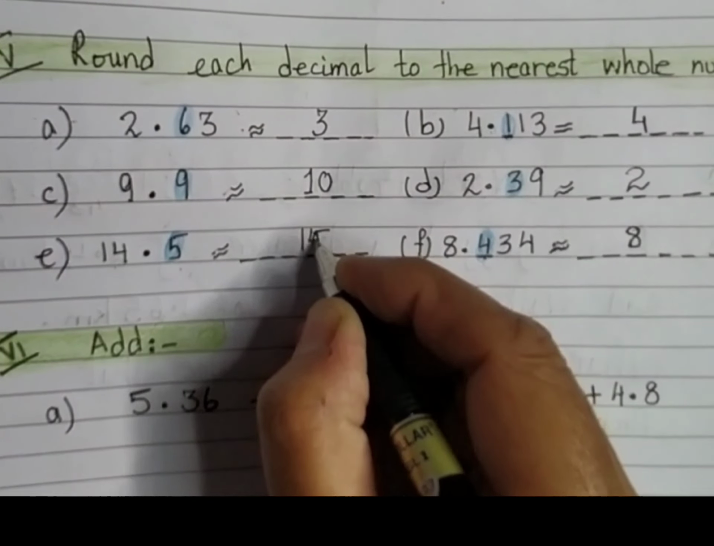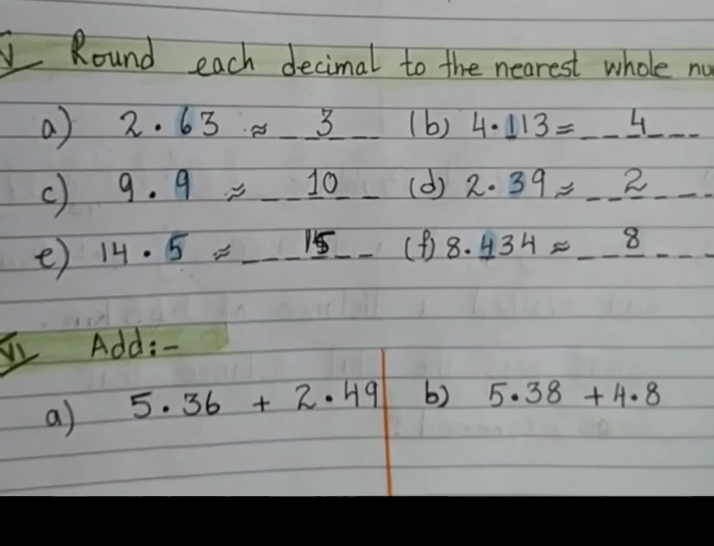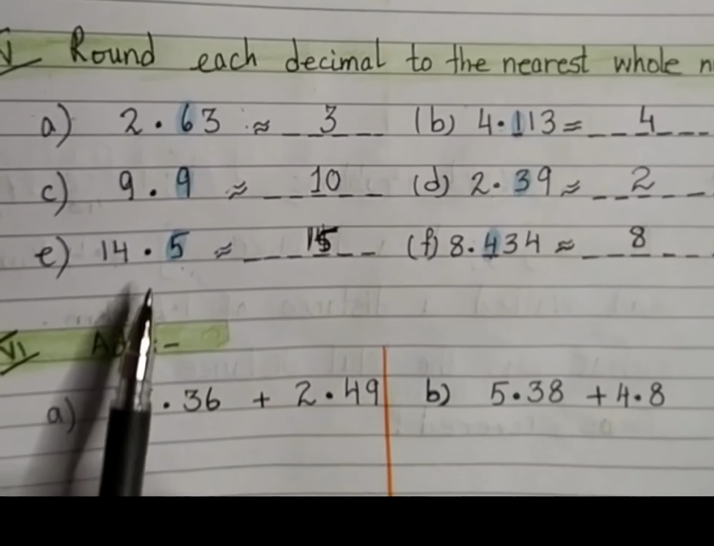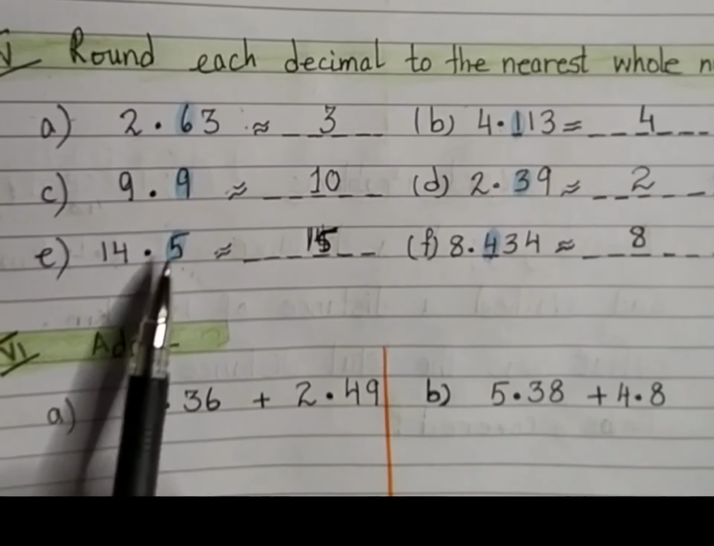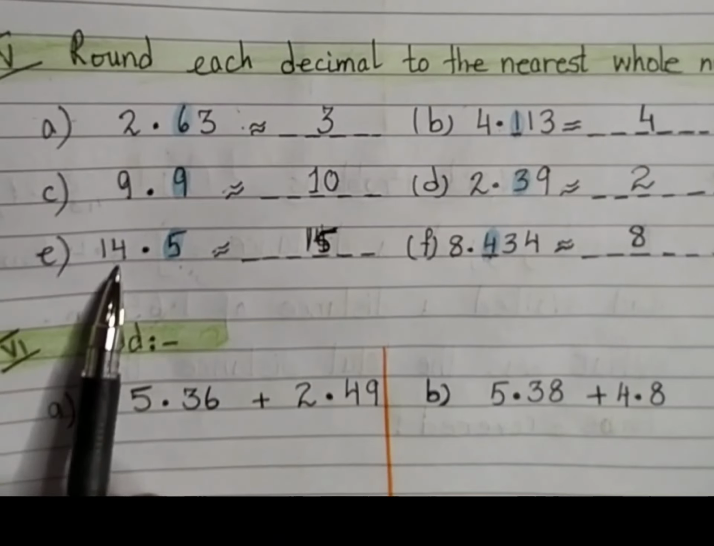And see, I have not written this, sorry for that. It was 15, sorry. Okay, so this is going to be 15 because I did not focus on this 0.5. When it is a 0.5, this changes to 15.